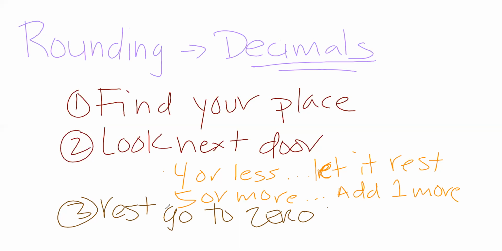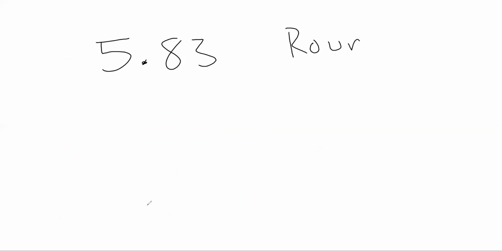Okay, so as you can see, it's no different. We just find the decimal places, we think of the rules, and we follow them. So let's do that. Take the number 5 and 83/100ths. The first thing they may say is, let's just say, round to the tenths. So round to the tenths.